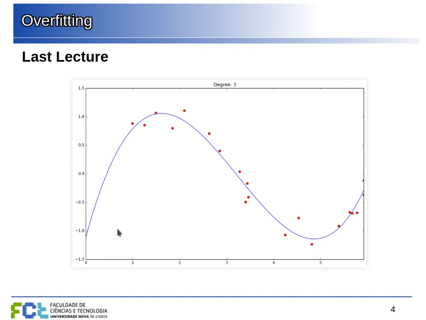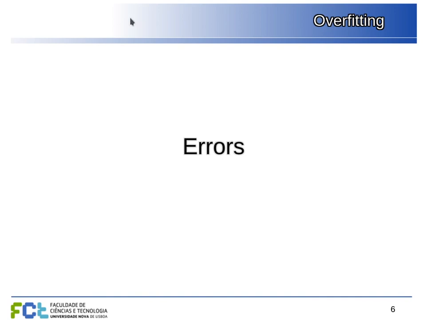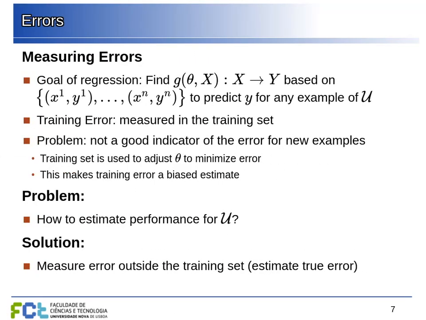And this can improve the fit. So in this case, we have a curve that fits much more closely to the training data that we're using. The problem is, if we go too far, we start having overfitting. So we start having a hypothesis that is very close to the training data, but starts making predictions that are very suspicious outside the training data. So the first thing that we need is to measure these different types of errors.